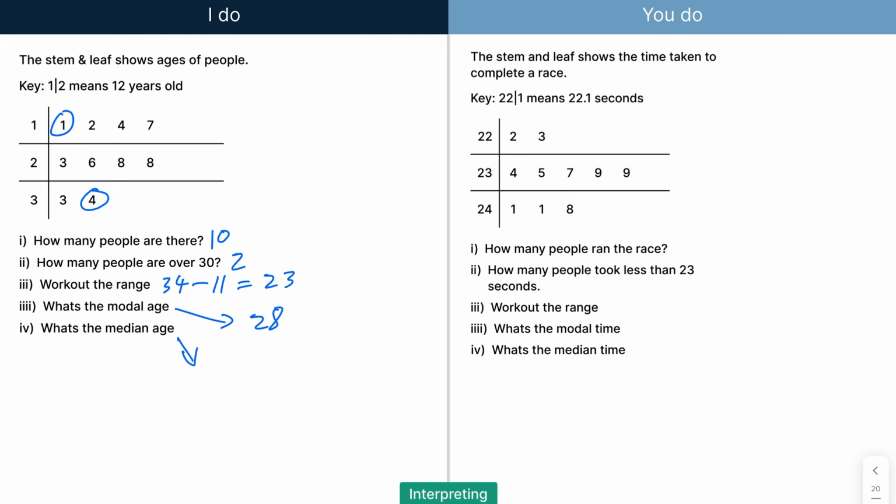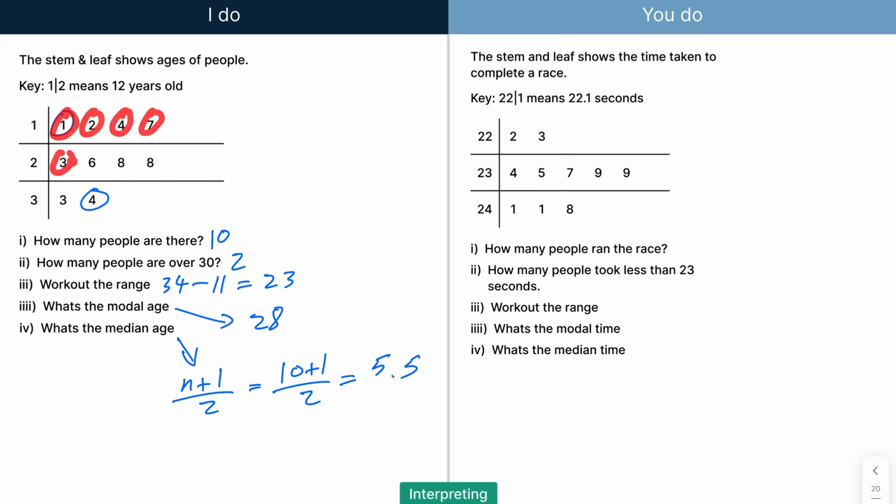Now with the median, we know we can just use the formula. The median is the middle. So we can just use the formula n plus 1 divided by 2. N is how many people there are altogether. We already know that there's 10 people. So if I substitute that into this formula, I have 10 plus 1 divided by 2, which is 11 divided by 2, which is 5.5. Now this is telling me that the median is at the 5.5 position.